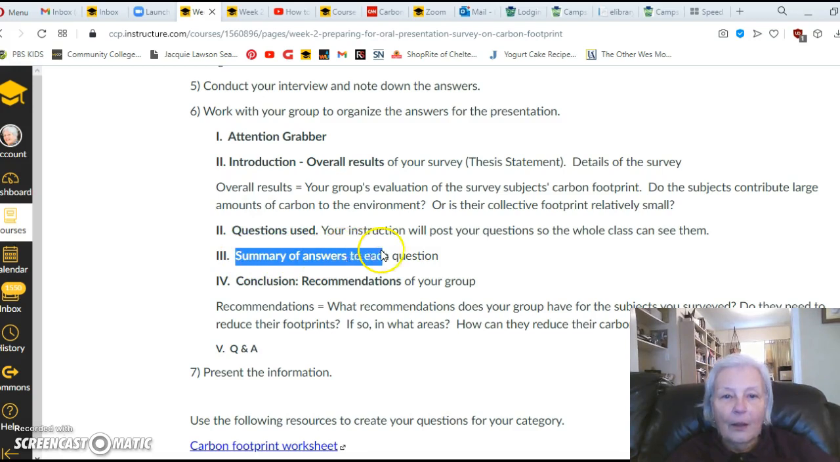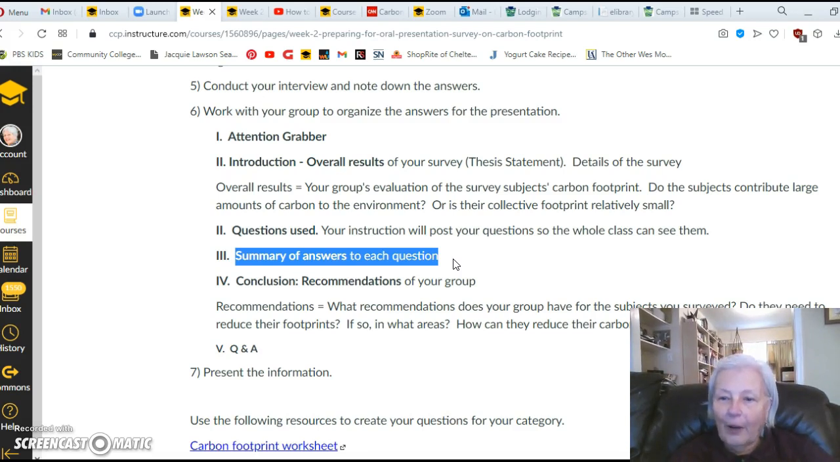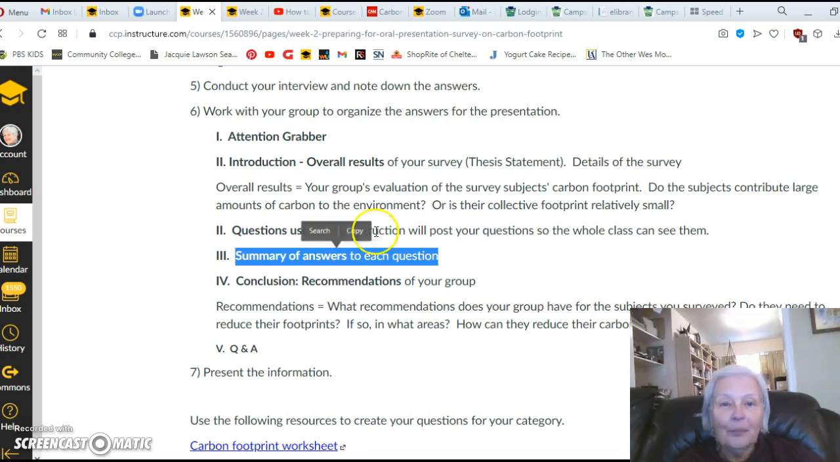This, I think, the third part is the hardest part, the summary. So this is where all the members of the group are going to have to get together and look at all the answers that you got to each of the questions and sort of sum them all up together. For example, if you interviewed 5 people and 3 out of the 5 said this answer, then say that to the class. You could say most of the people surveyed said X, okay?